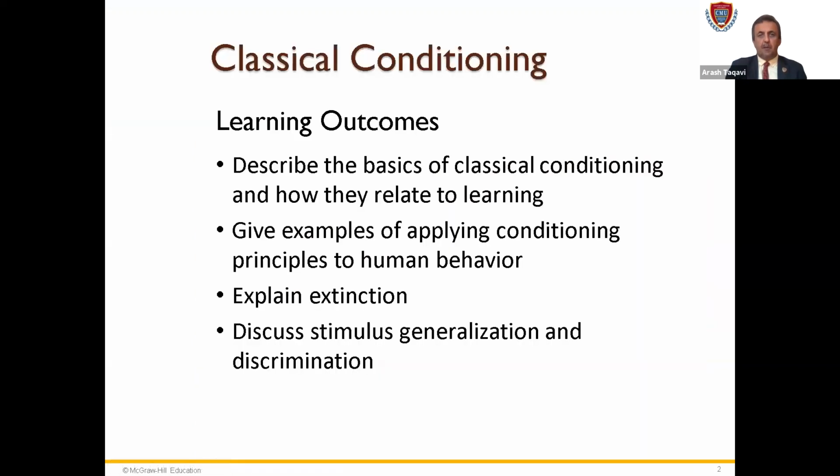We have several parts here, especially classical conditioning, operant conditioning, observational learning, and other cognitive approaches to learning. At first, it starts with classical conditioning. What are the learning objectives? Describe the basics of classical conditioning and how they relate to learning. Give examples of applying conditioning principles to human behavior, explain extinction, and discuss stimulus generalization and discrimination.